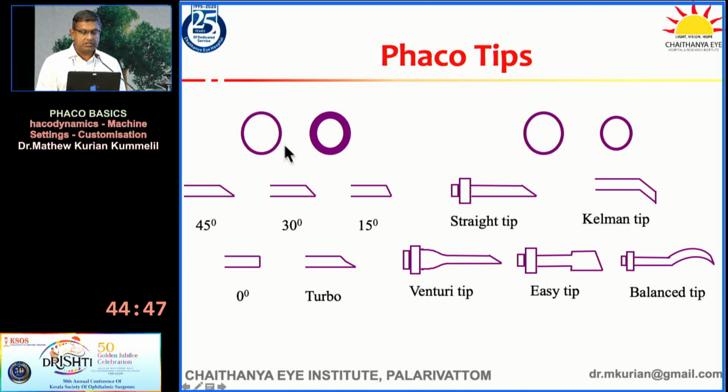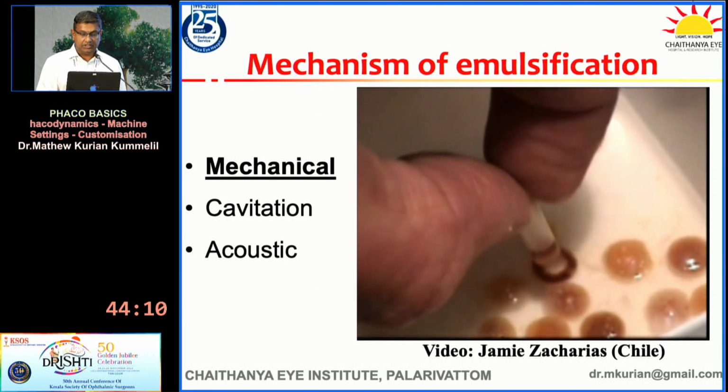nucleus fragment into pieces. A thinner, sharper one is preferred. This will last longer, this will last shorter. The larger the opening, the easier to remove fragments. The smaller the opening, you have to spend more energy to break the nucleus into smaller pieces. Lots of angulations are available, but today I think we have come to a conclusion that approximately a 30 or a 40-degree tip would be the best. Recent advances in the tip are Oertli's Easy Tip, which is very good at maintaining the chamber stability, and the Balance Tip by Alcon, which is fantastic for nucleus emulsification.